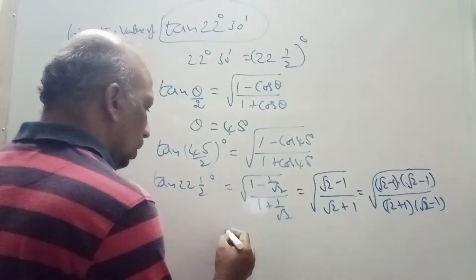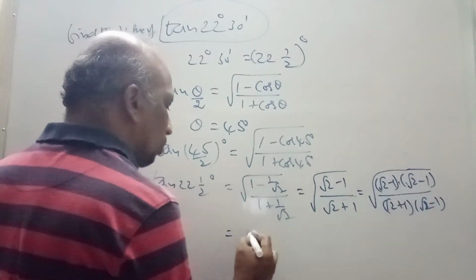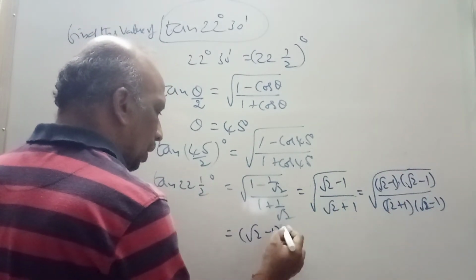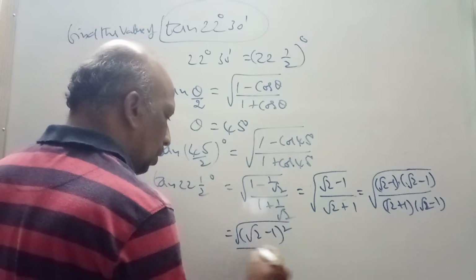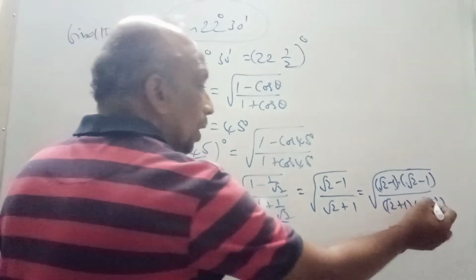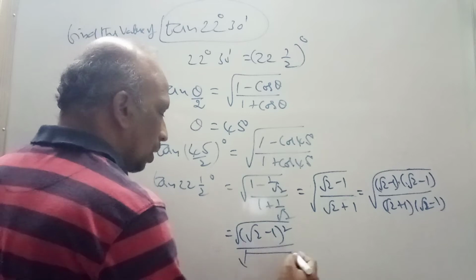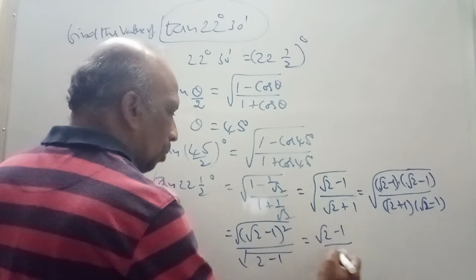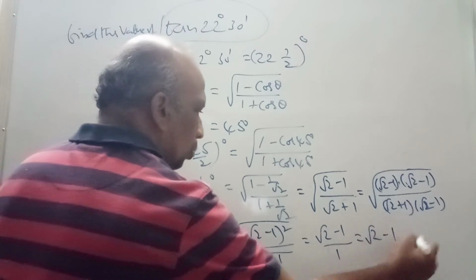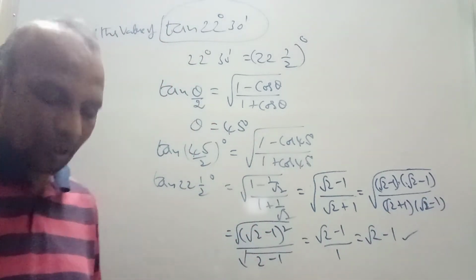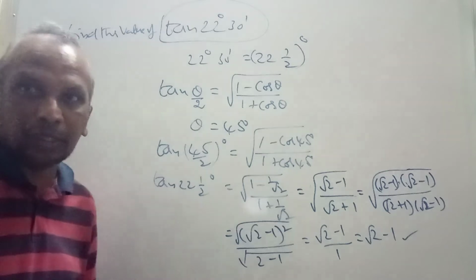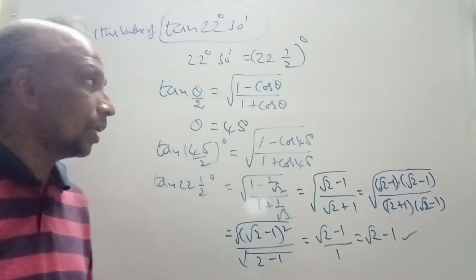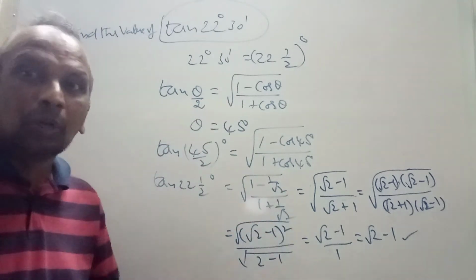If I do that, I get root 2 minus 1 whole squared in the numerator. In the denominator you have a plus b times a minus b, so you will get 2 minus 1. So root 2 minus 1 by 1, and your answer is root 2 minus 1. This is one of the methods. We can solve this problem like this.